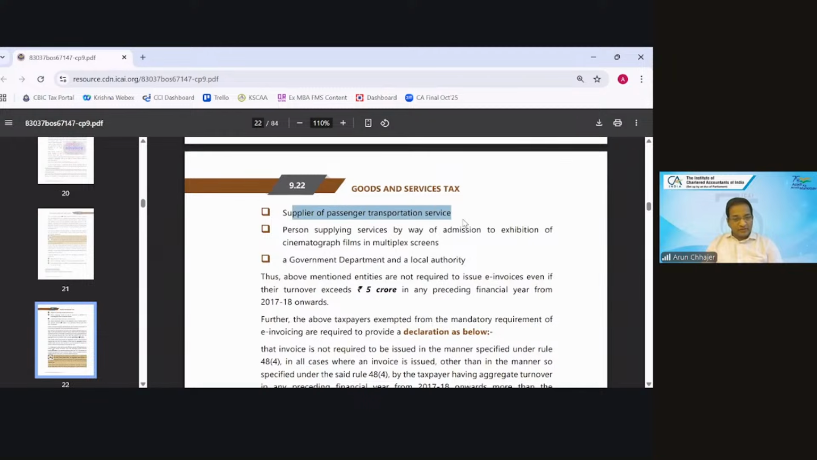Passenger transportation service. Person supplying the service by way of admission to the exhibition or cinematographic film in the multiplex screen. Government department or local authority. Thus, above entities are not required to issue e-invoicing even if the turnover exceeds 5 crore.